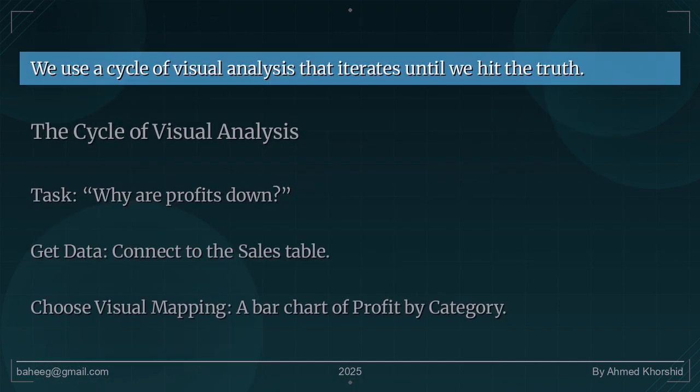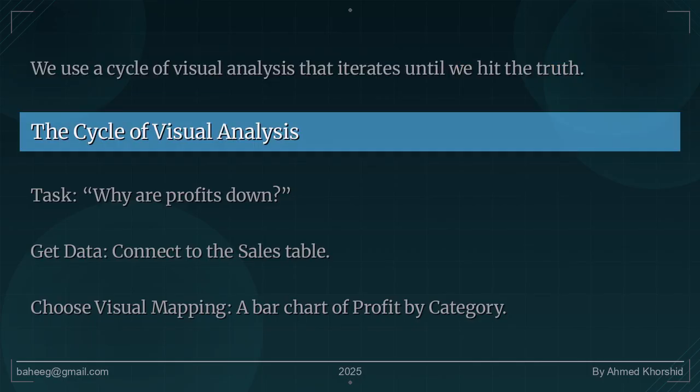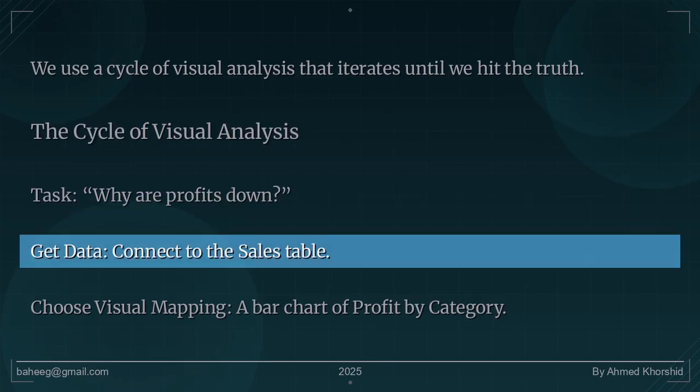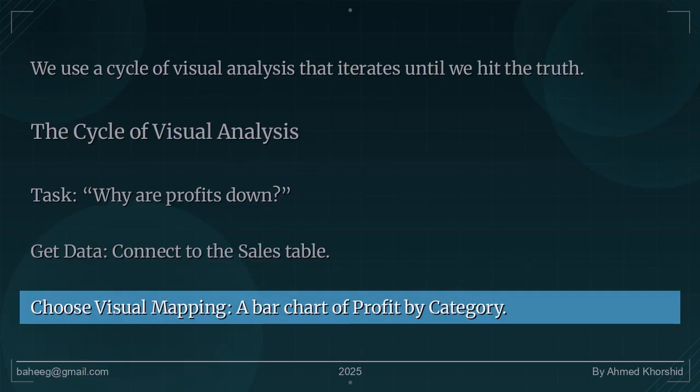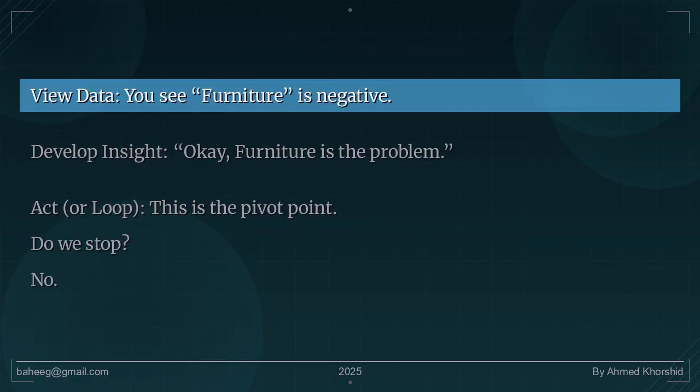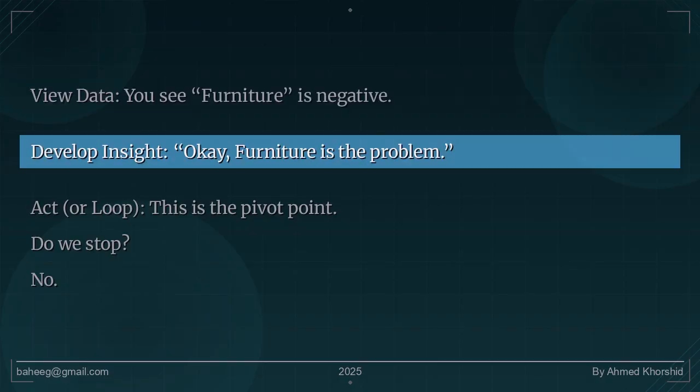We use a cycle of visual analysis that iterates until we hit the truth. The cycle of visual analysis. Task: why are profits down? Get data, connect to the sales table. Choose visual mapping, a bar chart of profit by category. View data, you see furniture is negative. Develop insight, okay, furniture is the problem.